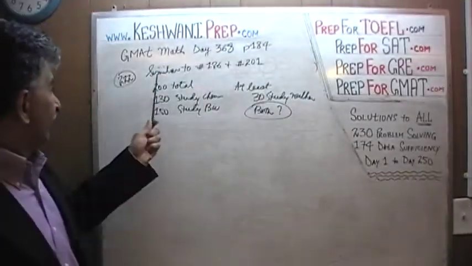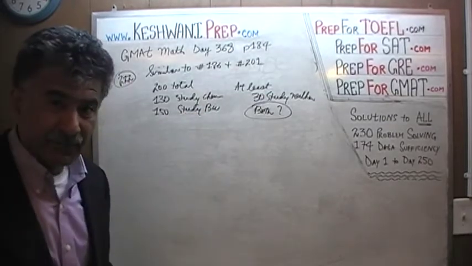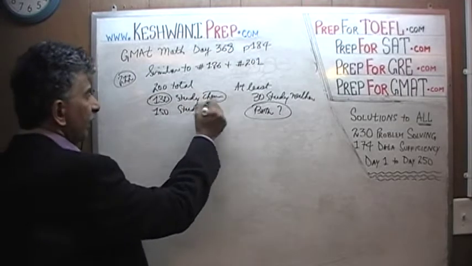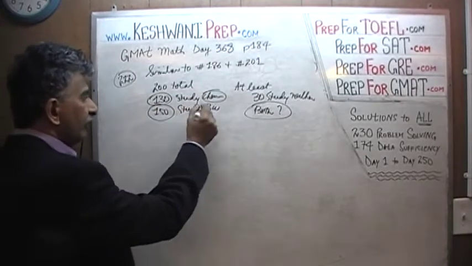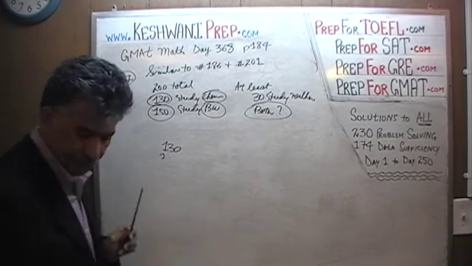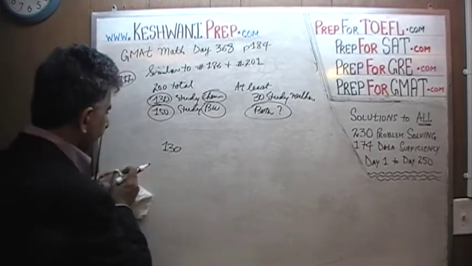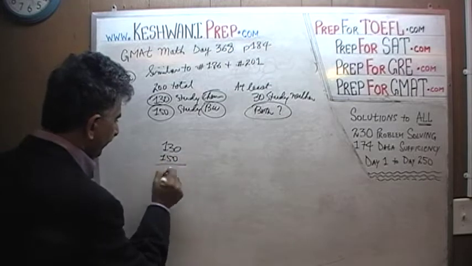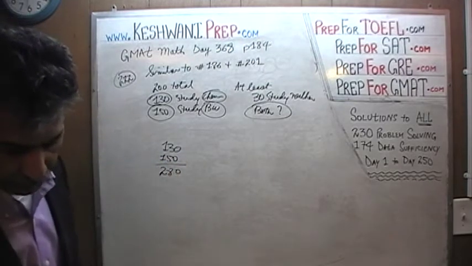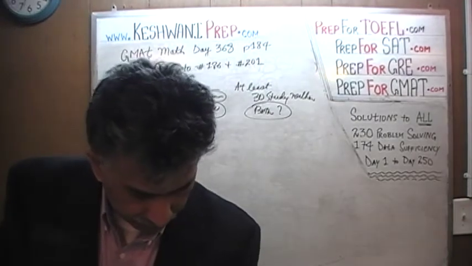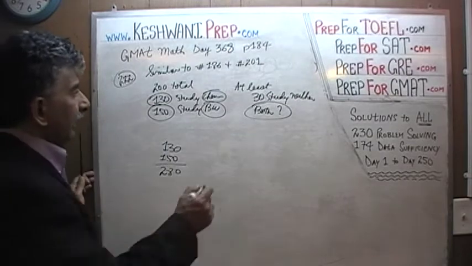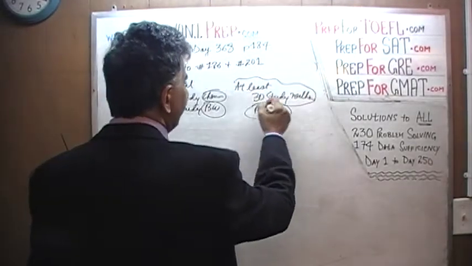It is slightly different than these two problems. It's not exactly the same problem, but it's very similar. Here's what's going on. We are told that 130 study chemistry. We are also told that 150 study biology. If we add up 130 and 150, we get 280. But at least 30 study neither.